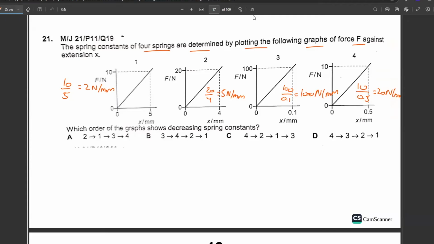Which shows decreasing spring constant? So you must start with the largest spring constant. Which has the largest spring constant? 3. Perfect. So there is only one option starting with 3. B is your answer. Perfect. The answer to 17 is B in the marking scheme as well.